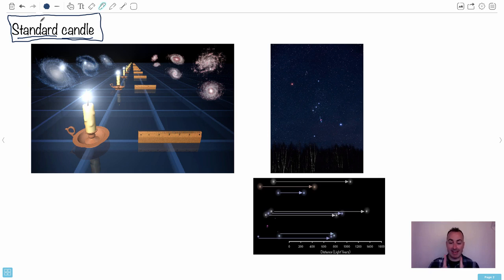So the idea here is that if we had two candles that were the same, then if we had one further away, it would just appear dimmer. And the dimmer it appears, the farther it is. So astronomy would be easy then. Dimmer stars are farther away. Boom, that's it. The problem is, it's not that simple. See, this is the idea behind it, though. That's why if you had a galaxy that looked really faint, it would be farther away, right? That's this idea. That's why they put this sort of ruler here.